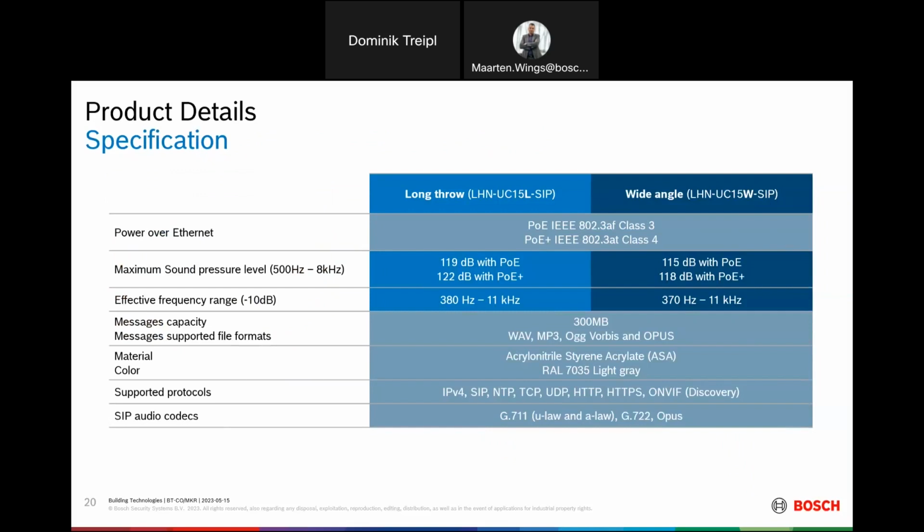The IP loudspeakers and the module can work with PoE and PoE+. Depending on that, we have a different maximum sound pressure level. The IP speaker has a 300 MB storage capacity for messages with 5 formats like the well-known WAV and MP3. Several protocols are supported like NTP, TCP, UDP, and so on.